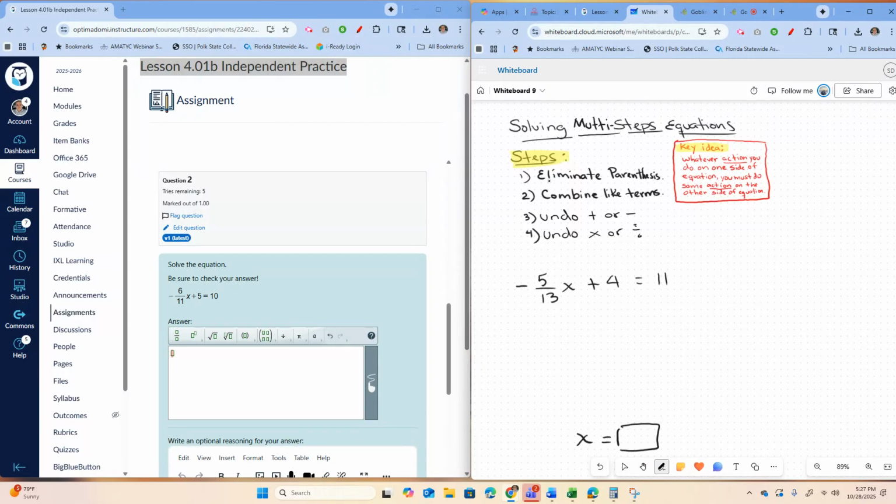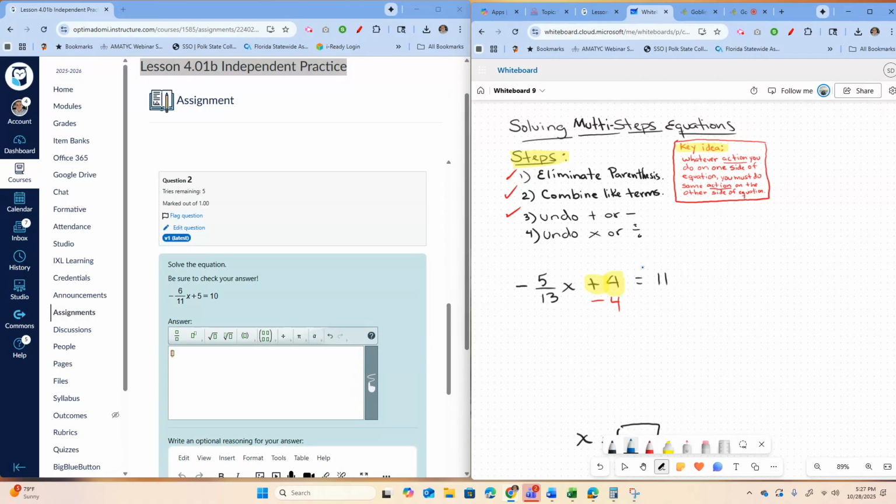All right. How do we do that? We're going to follow these steps that I wrote up here. Step number one, do I have any parentheses in the equation? No. Step number two, combine like terms. You only do that when you have the letter x showing up more than once. I don't have that here. Step number three, undo any addition or subtraction. If you look at this, 4 is adding. So what's the opposite of adding 4? We're going to subtract 4.